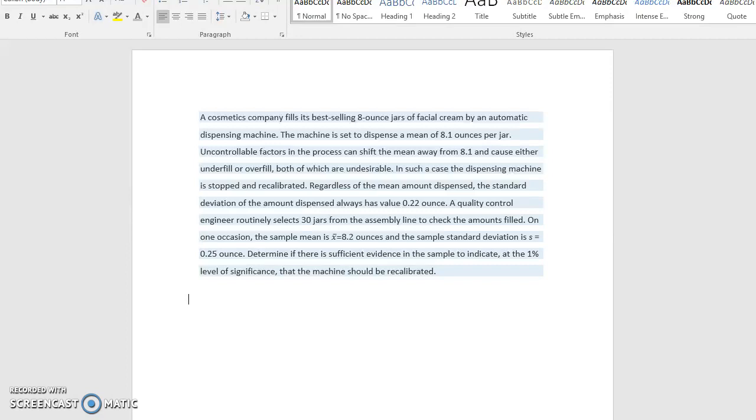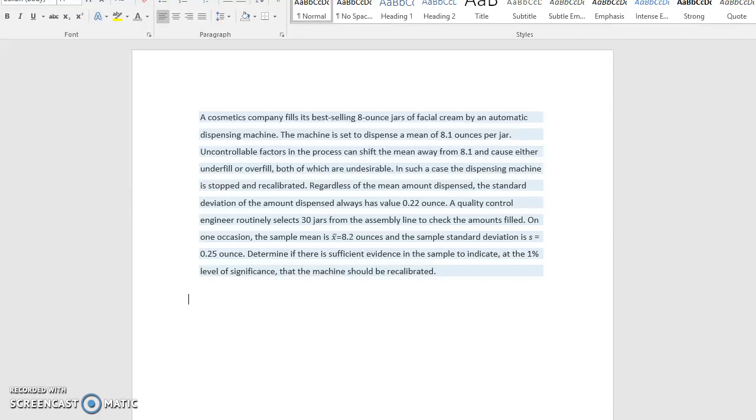Regardless of the mean amount dispensed, the standard deviation of the amount dispensed always has a value of 0.22 ounces. A quality control engineer routinely selects 30 jars from the assembly line to check the amounts filled. On one occasion, the sample mean is 8.2 ounces, and the standard deviation is 0.25 ounces. We want to determine if there is sufficient evidence in the sample to indicate, at the 1% level of significance, that the machine should be recalibrated.